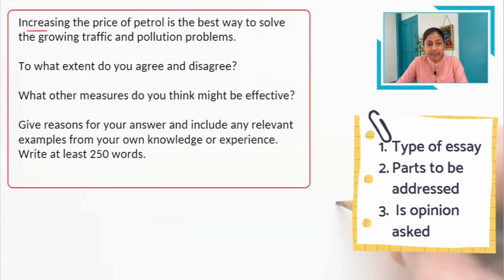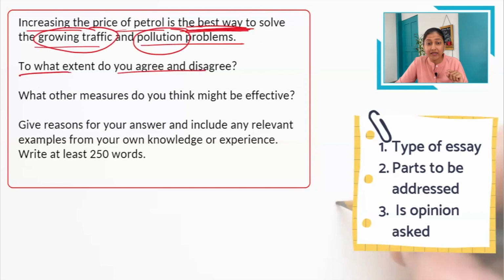It says, increasing the price of petrol is the best way, wow, is the best way to solve the growing traffic and pollution problems. So, there are 2 things that will be solved by the best way, which is increasing the price of petrol. And what are these 2 problems which would be solved? These are growing traffic and pollution. Now, the question statement is, to what extent do you agree or disagree? Number 1. Number 2, what other measures do you think might be effective?